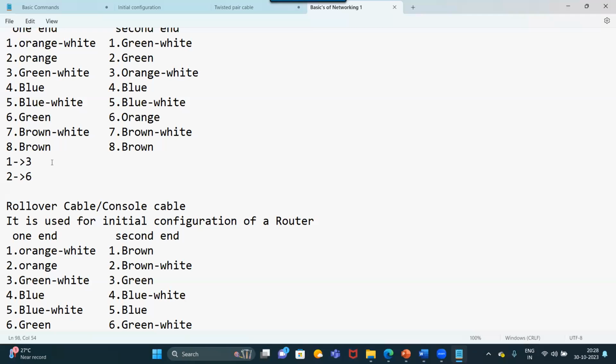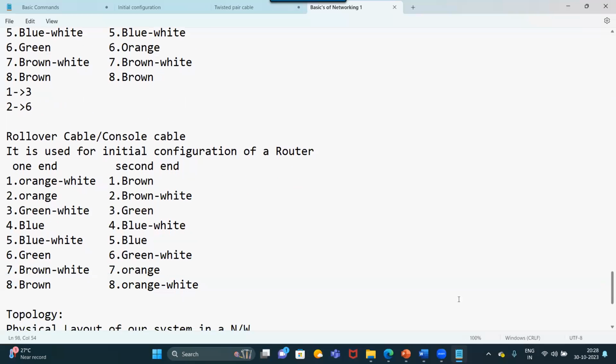Okay, we also have another cable, that is the rollover cable, or we call it the console cable. It is used for initial configuration of a router. When we purchase a new router, we do some configuration in that router with the help of this console cable. In the console cable, one end has the same color coding as a straight or cross cable, and the other end is in reverse order. That's it. At present, we are not making these cables. We get these cables in network shops. By default, they make them and give us these cables. But still, we should know the color coding for troubleshooting purposes.